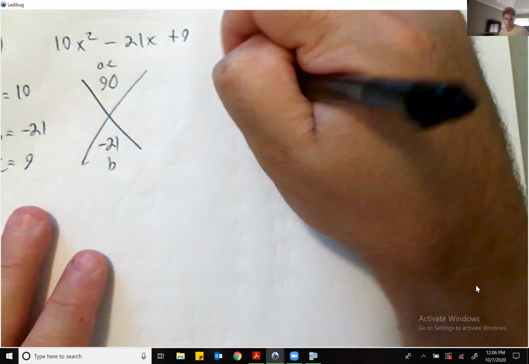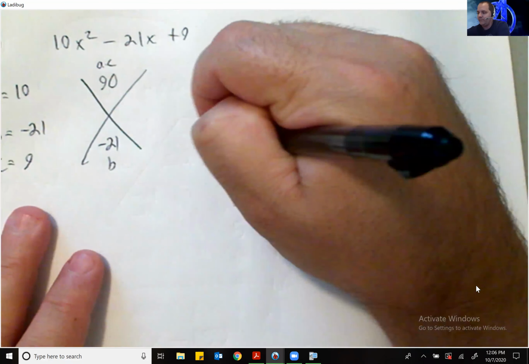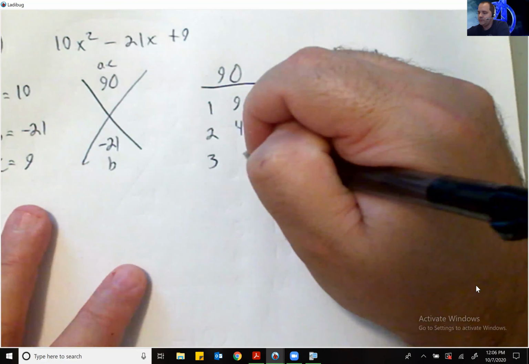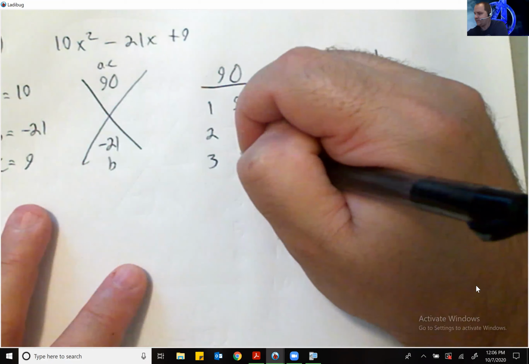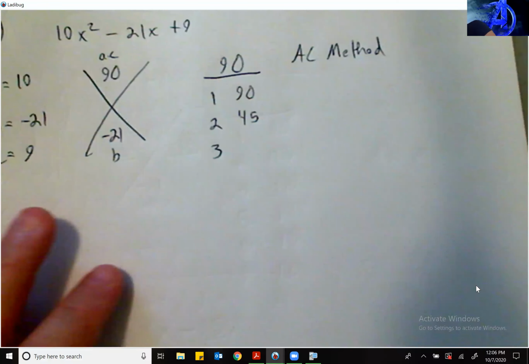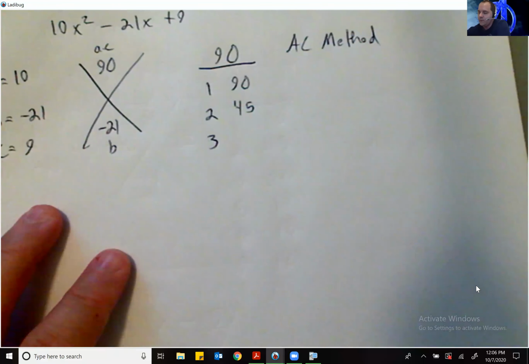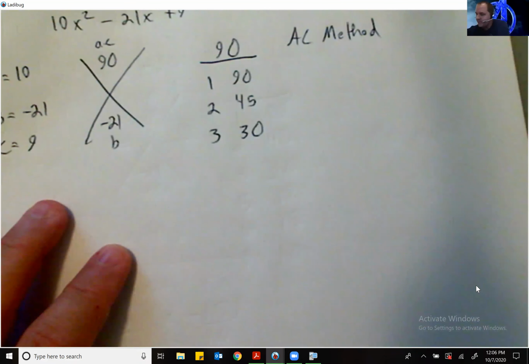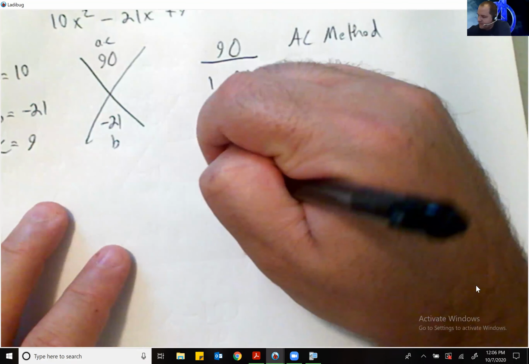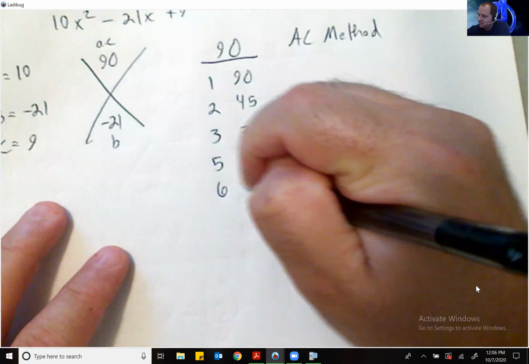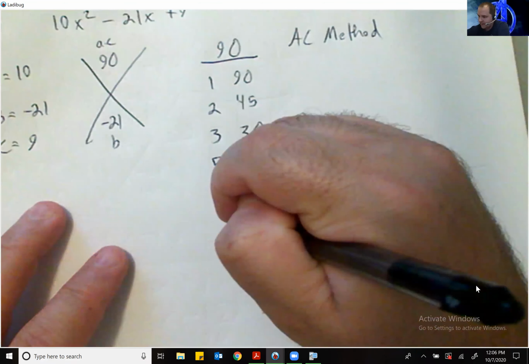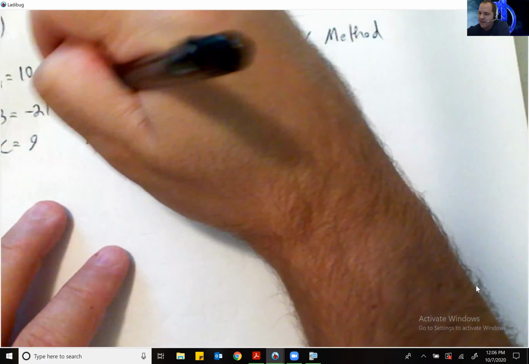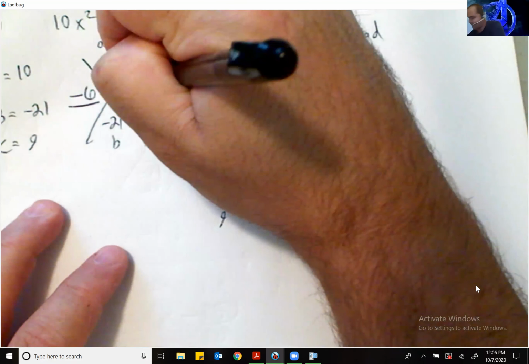You look at the factors of 90, which are 1 and 90, 2 and 45, 3 and 30. 4, I don't think worked. Nope. It was 5 and 18, 6 and 15, and then 9 and 10. And again, you still have the same answers, -6 and -15.